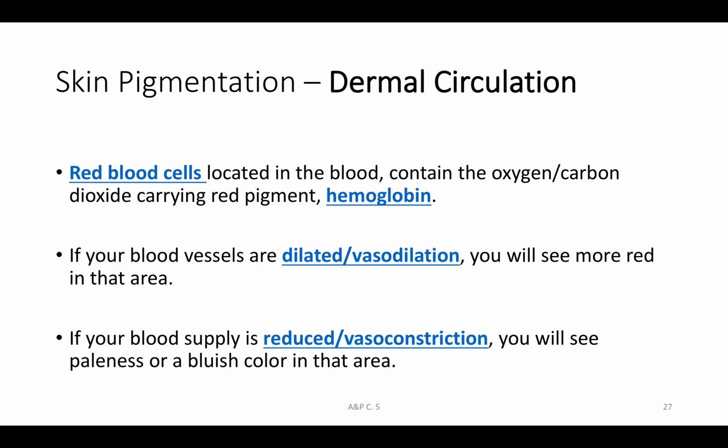Dermal circulation, your blood flow, also plays a big role in what your skin looks like. We know that our red blood cells carry oxygen and the red pigment hemoglobin. If your blood vessels are dilated, or vasodilation, let's say you're really hot, your skin is going to look more red in that area. We're needing more blood flow because we're warm. The more blood, the redder we will look. If you have reduced blood supply, or vasoconstriction, your skin is going to look a more pale or bluish color. The term for that is cyanosis.